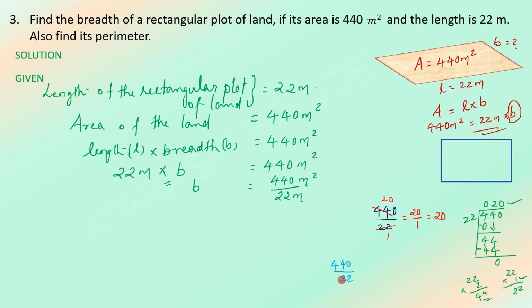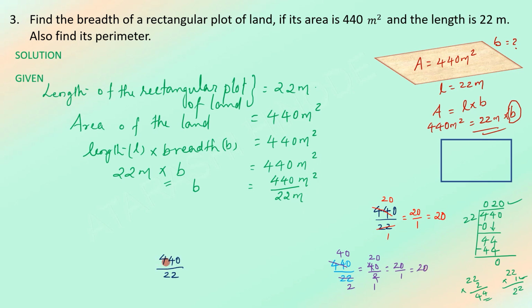Or if we divide this by 11, we get 22 by 11, it is 2 here, and 44 by 11, it is 4. Then put this 0 here. Now this becomes 40 divided by 2. Again we can divide by 2. So 2 divided by 2, it is 1. 4 divided by 2, it is 2. Now write the 0 here. It is 20 divided by 1, that is equal to 20.